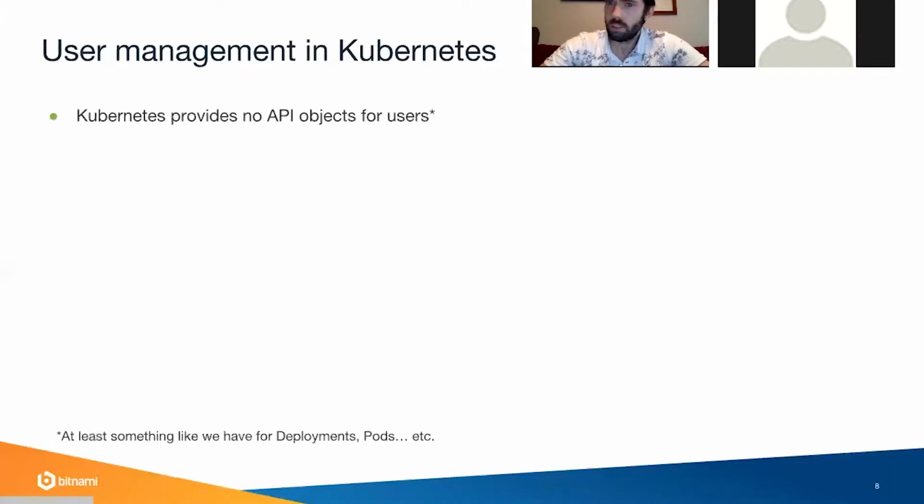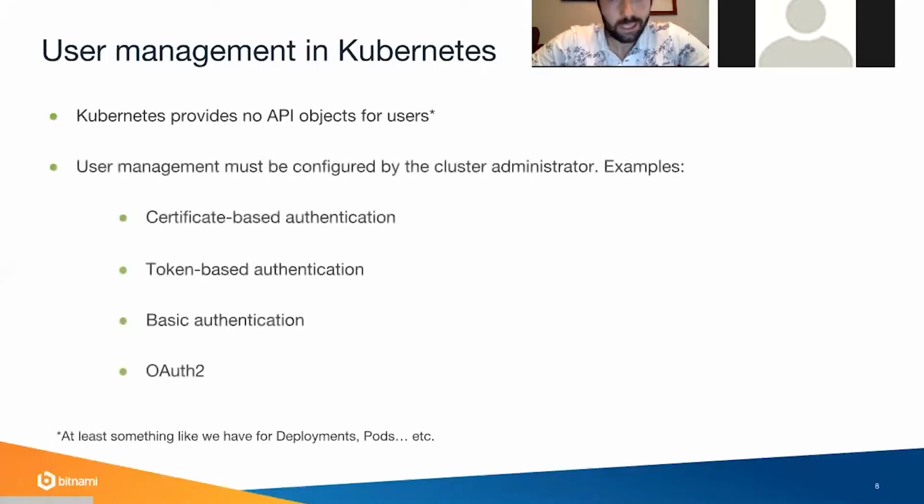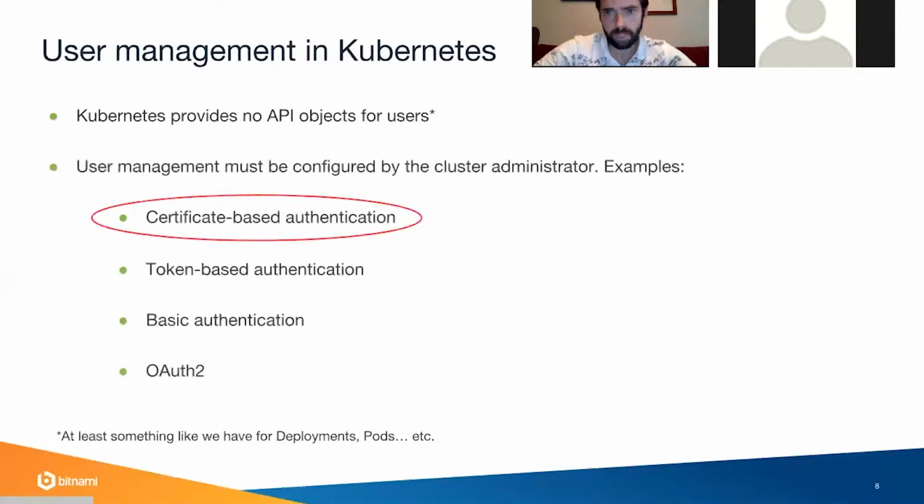So what solution do we have in this case? What can we do? Well, basically, in the case of Kubernetes, it will depend on the administrator. Kubernetes will expect that the administrator will set up some way of letting the cluster know when a user is legitimate or not, or belongs to the cluster or not. For example, TLS certificates, tokens, basic authentication, OAuth 2. There are several solutions. For the sake of simplicity in this talk, I will just go for one of the simplest, which is certificate-based authentication. And it's also quite common.